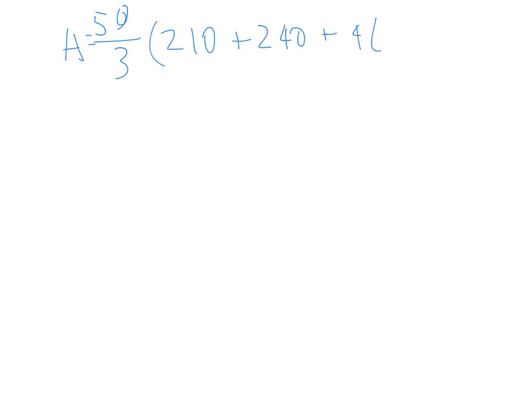Same approach, area equals h on 3, same height, 50 on 3, outside of 210 plus 240 plus 4 lots of 240. Again, don't be confused by this. The fact that we've got 240 in there twice is just because the height's the same. And we put all that into a calculator.